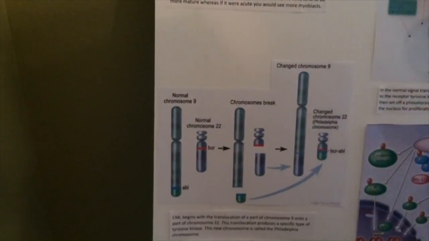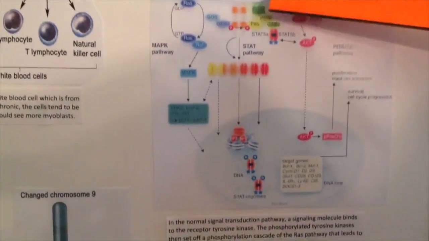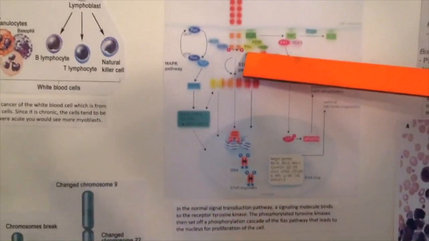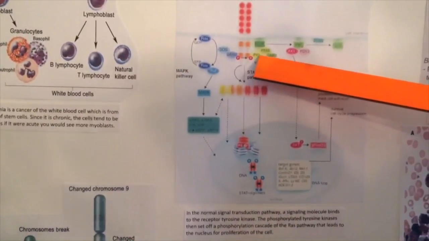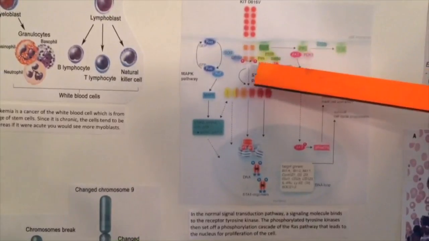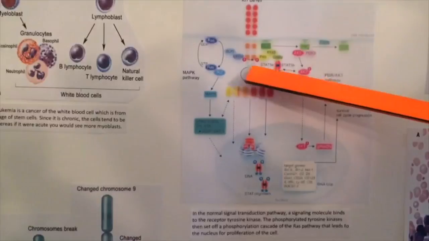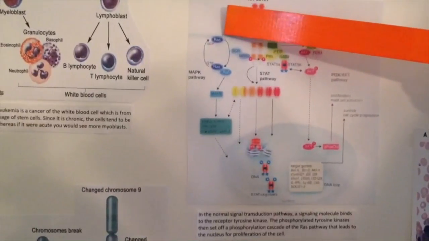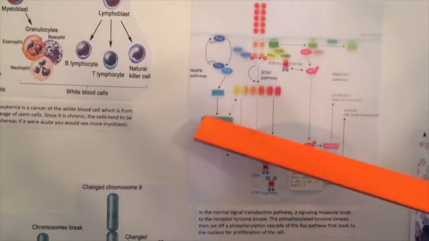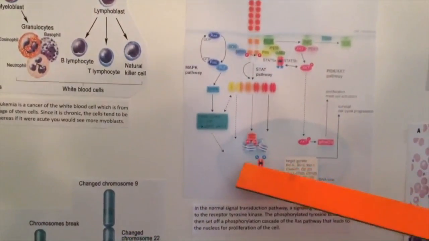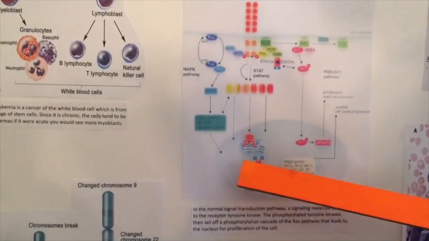In the signal transduction pathway of a normal cell, this tyrosine kinase, the receptor protein, must have a signaling molecule bind to it to phosphorylate the tyrosines inside the receptor. These tyrosines set off a phosphorylation cascade of the RAS pathway, and this RAS phosphorylation cascade leads to the nucleus, and it leads to cell proliferation and cell division.